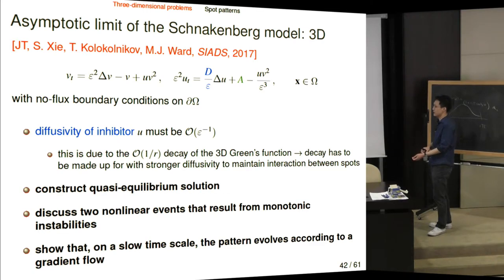Again, we're looking at the Schnakenberg model, and this kind of came up a little bit earlier in the week when Sean asked what happens when you go from 2D to 3D. The Green's function decays as 1 over r in 3D, and so the interaction between the spots is quite a bit weaker, and you need a stronger diffusion coefficient to mediate that interaction. So what I'm going to do is very quickly go over the construction of this equilibrium solution. I'm going to show two nonlinear events, kind of what Theo did with self-replication and annihilation.